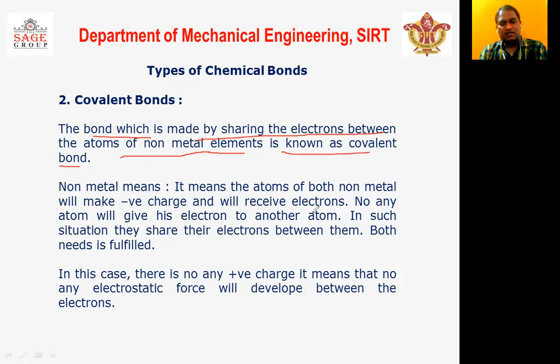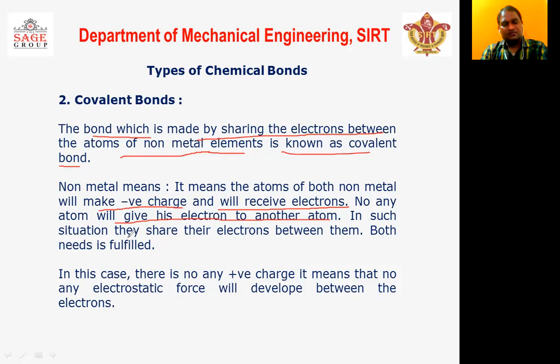Non-metal means the atoms of both non-metals will make a negative charge and will receive electrons. No atom will give its electron to the other atom, because in the covalent bond there is no metal. If there is no metal, no electron will be transferred to the other atom. In such a situation, how is the bond developed? If the electron is not transferred, a positive charge will not be developed, and if positive and negative charges are not developed, then there will be no role of electrostatic force.